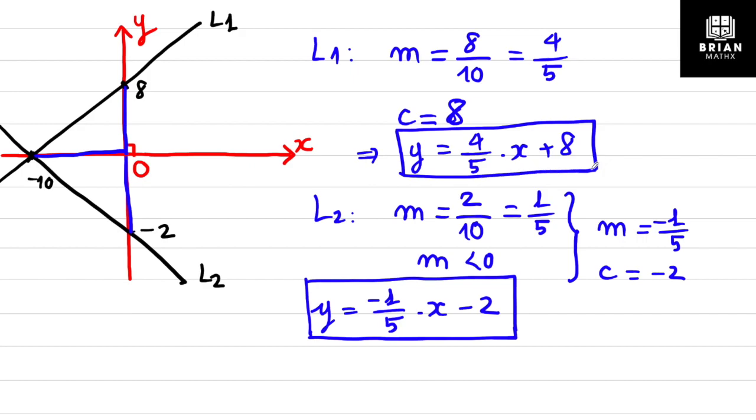Okay. Hope you can understand about increasing lines and decreasing lines. So what is the difference between them? And you can apply it to find the full equation of a line based on its graph.